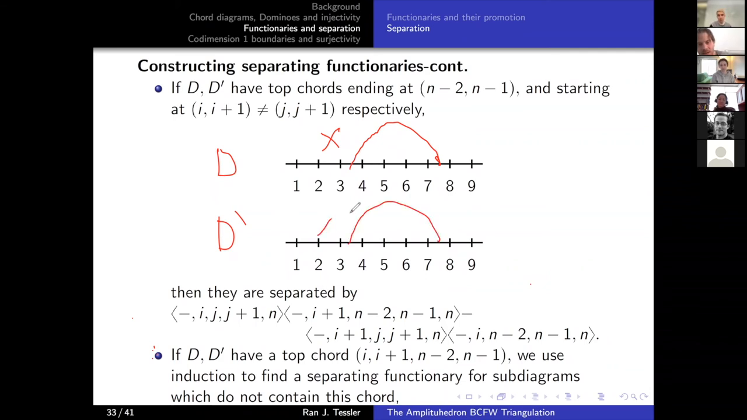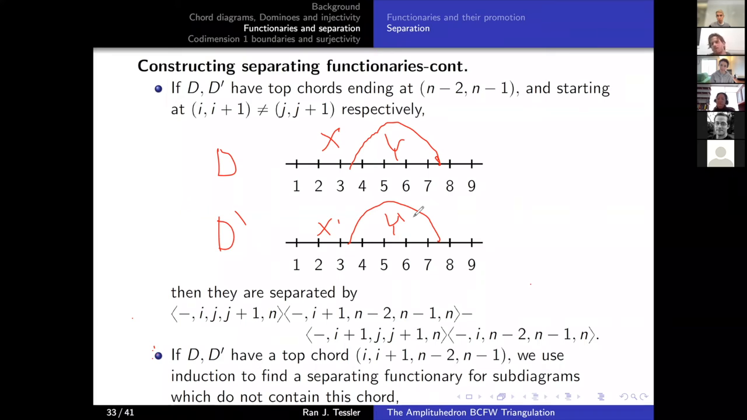So we have x and x prime and y and y prime. Now since D and D prime are different, at least either x differs from x prime or y differs from y prime. Let's say y differs from y prime. Then there is a separating functionary, and we can promote it according to the promotion mechanism I didn't describe. Similarly, if x and x prime are different, then again there is a separating functionary, and we can promote it to get a separating functionary for the complete diagram.